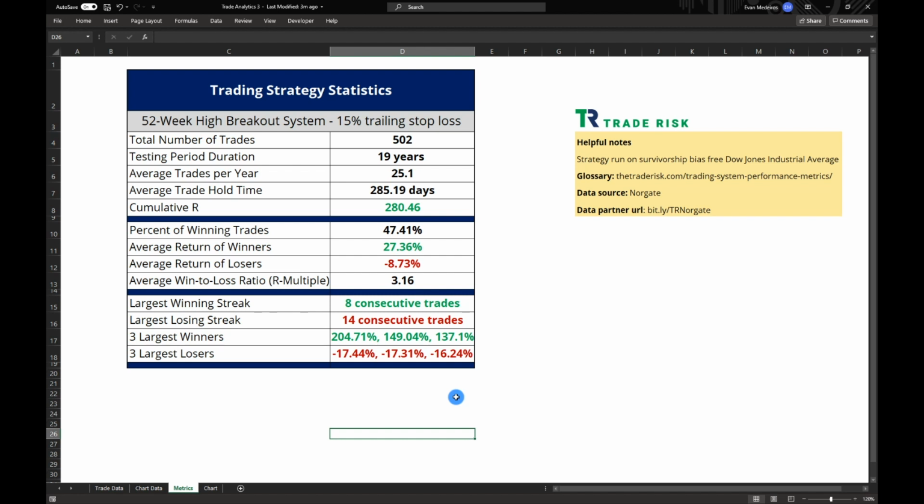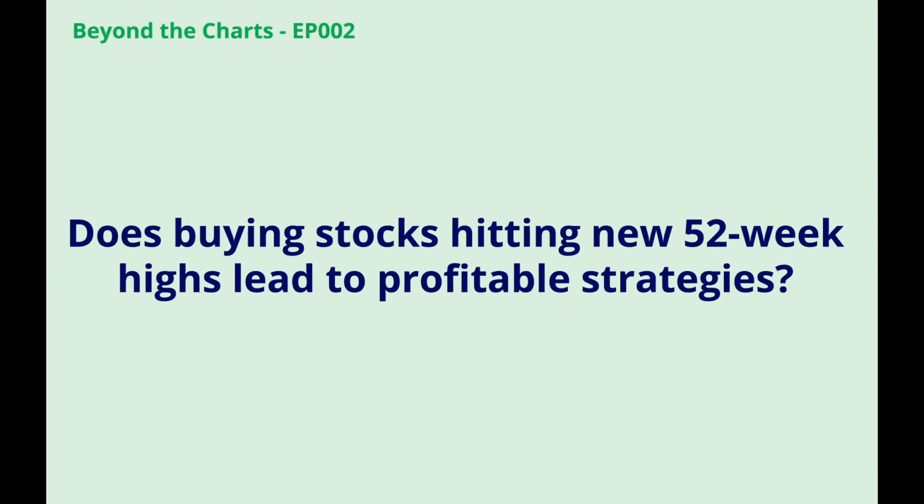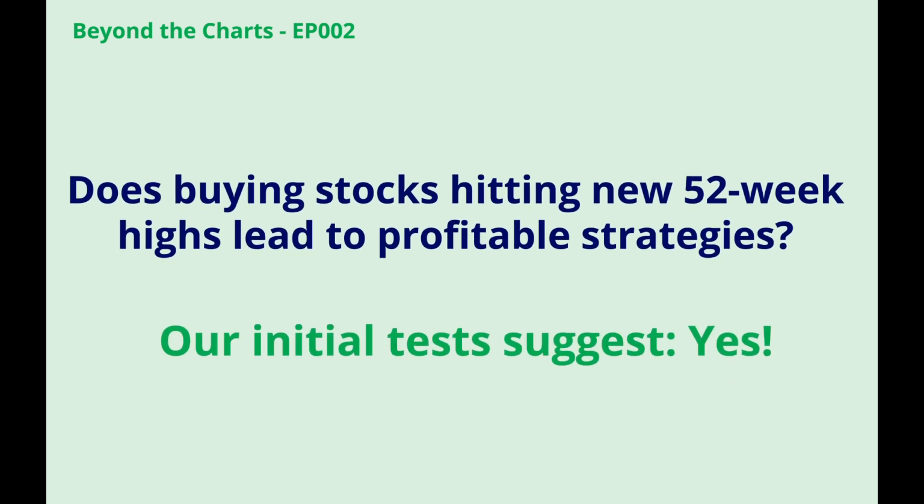All that stuff is something we sort of like to see. So we're going to end it on that. We're not going to go any further. We could go on and test 20% stop losses, 25% stop losses, but I think we covered a lot of ground here today. And really, we set out to ask the question of buying 52-week highs as to whether or not that can lead to profitable trading strategies. And I think we demonstrated that the answer is yes. It certainly does lead to profitable trading strategies.